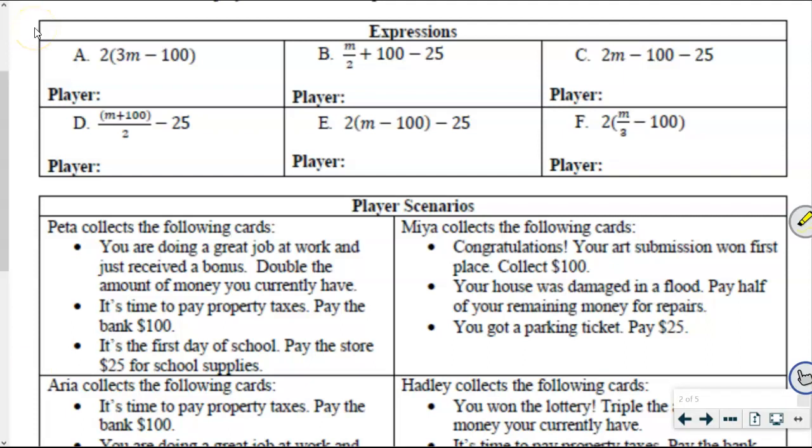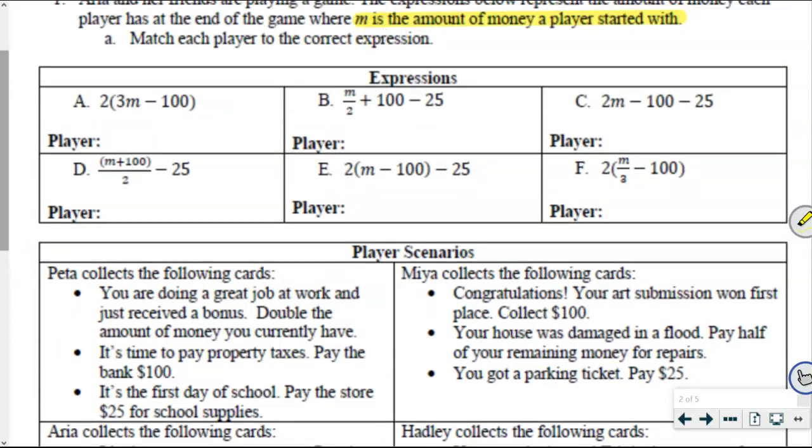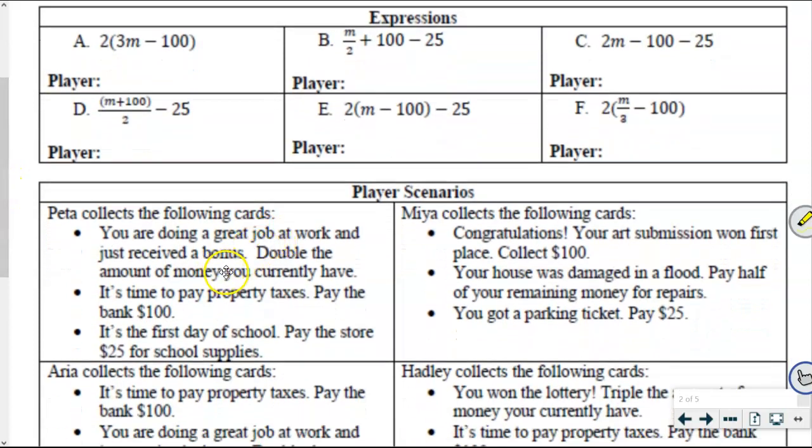All right, let's see how you did. I think that the best way to do this is for me to read a player card, and then you tell me which situation matches. So PETA collects the following cards. He started with M amount of dollars. Remember that, he started with M. And he's doing a great job at work, and he received a bonus. Double the amount of money you currently have. So what should be happening first in this expression according to the story? What should I be looking for? Luke?